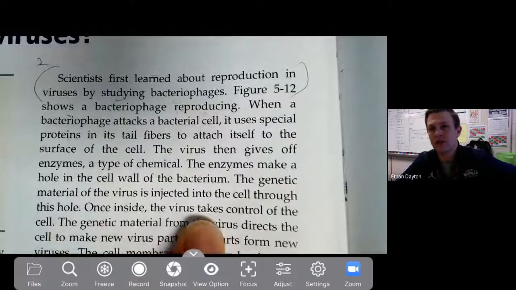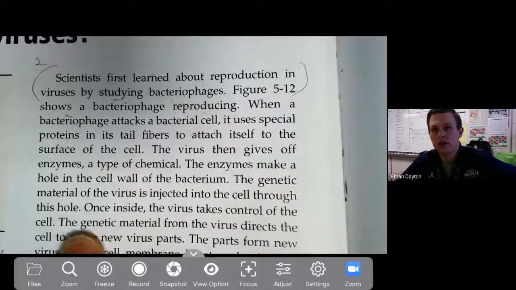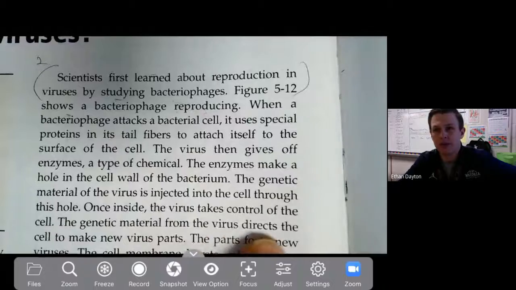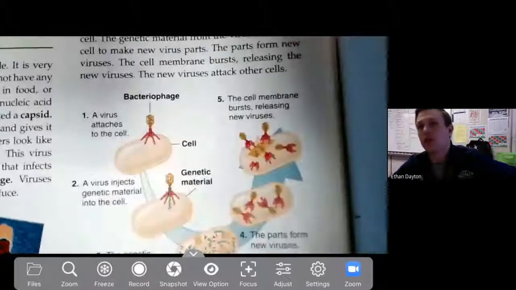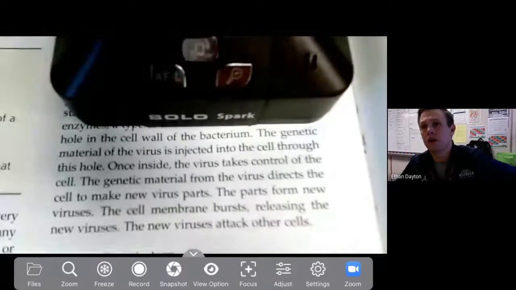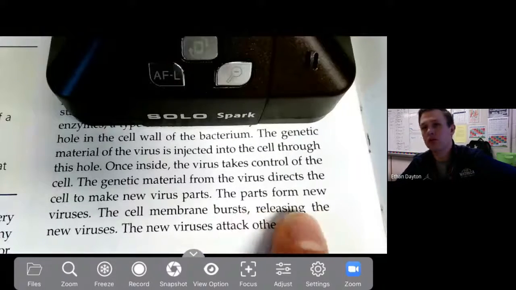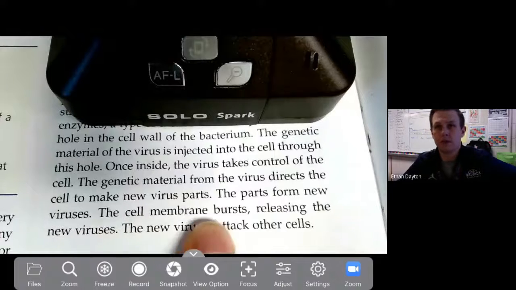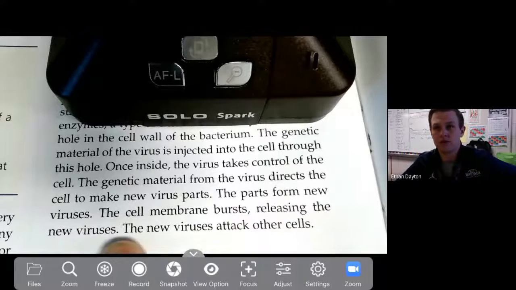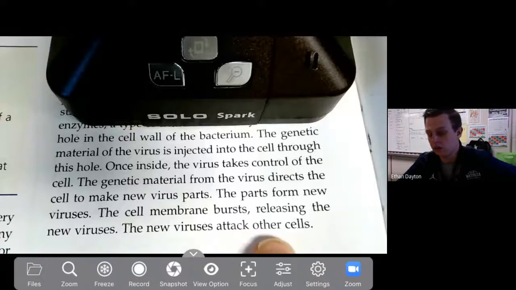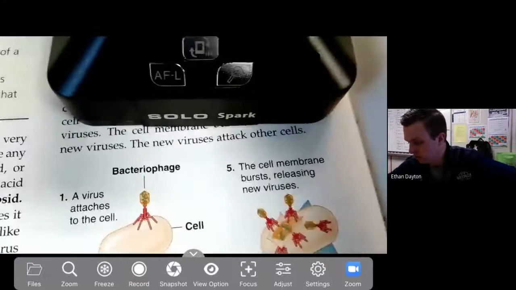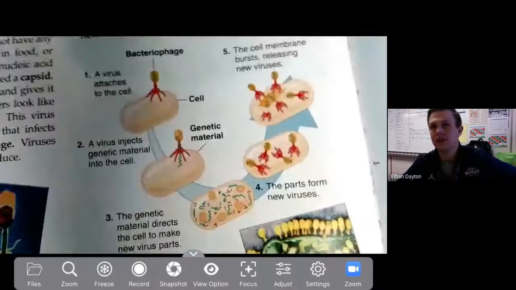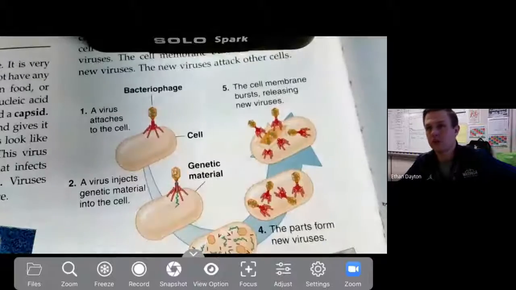Once inside, the virus takes control of the cell. The genetic material from the virus directs the cell to make new virus parts. The parts form new viruses. The cell membrane bursts, releasing the new viruses. The new viruses attack other cells. So here are all the stages of a bacteriophage.